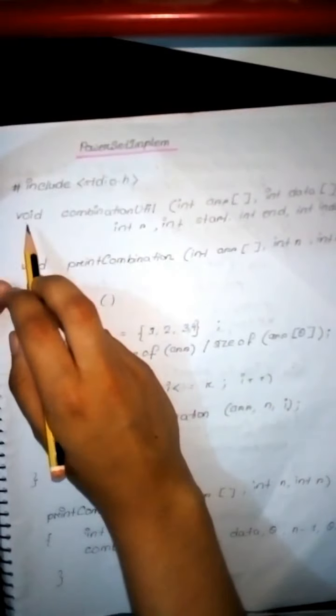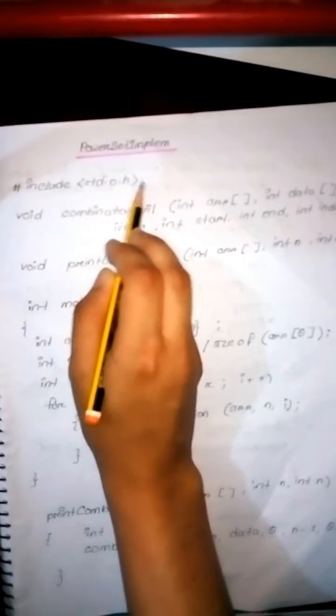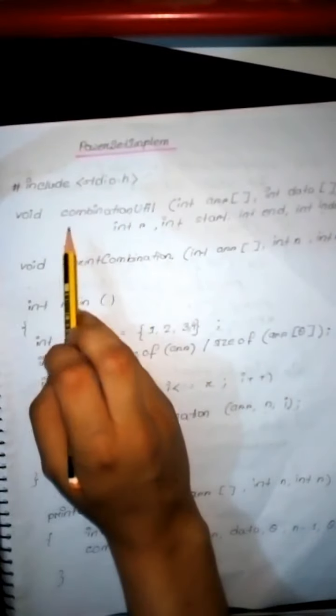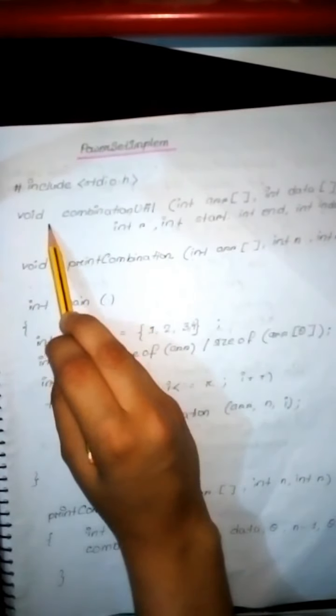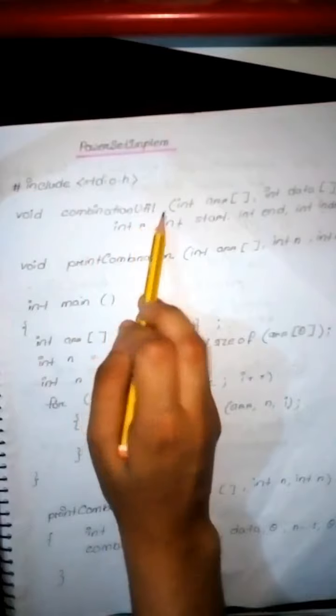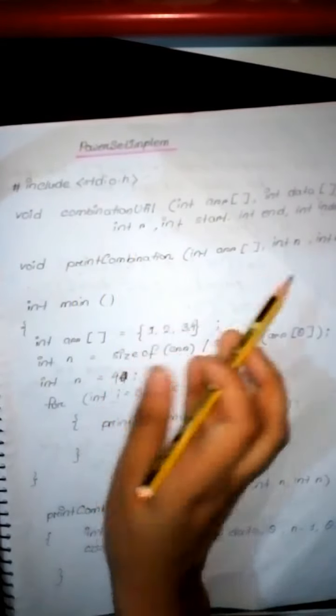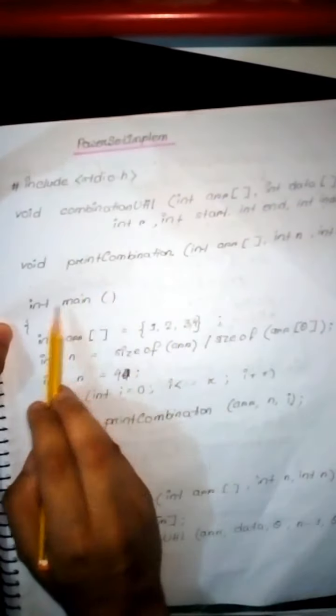So here we have include stdio.h as our header file, and we will use two functions, and these are the prototypes of those functions. So we have the functions combinationUtil and printCombination. We will discuss this later on when we call these functions. So let's see what is inside the main.